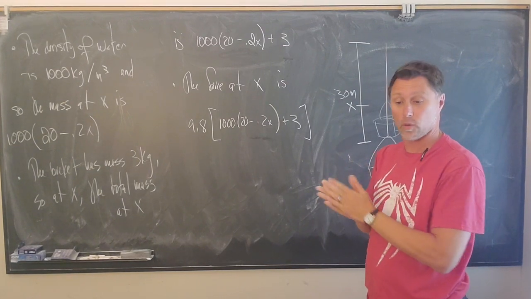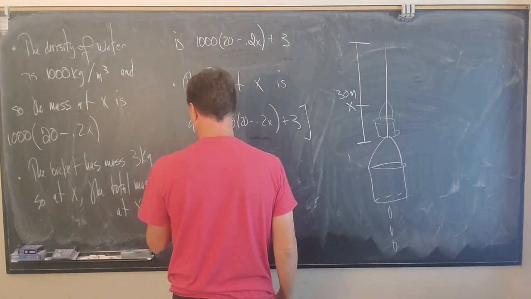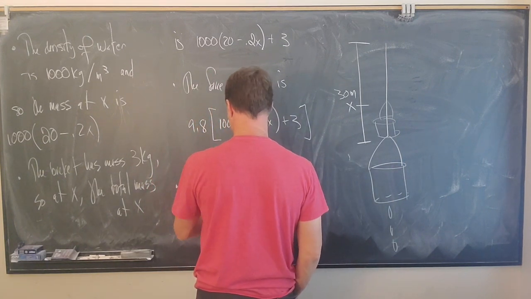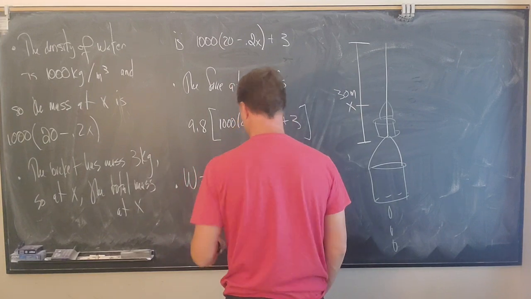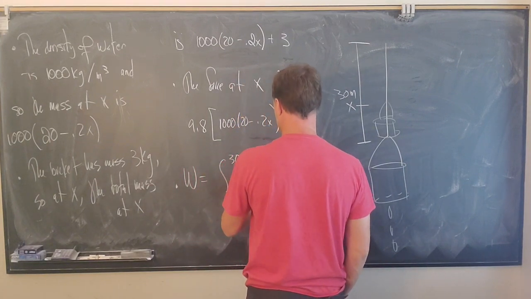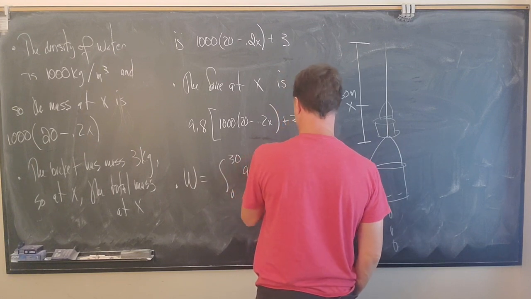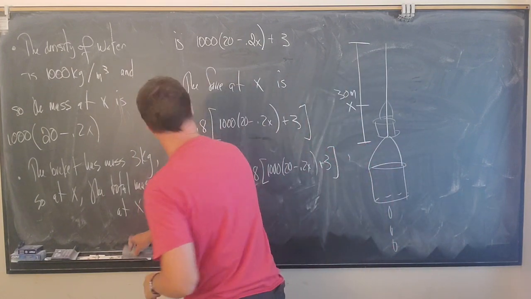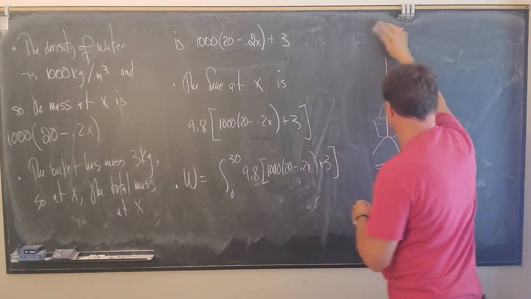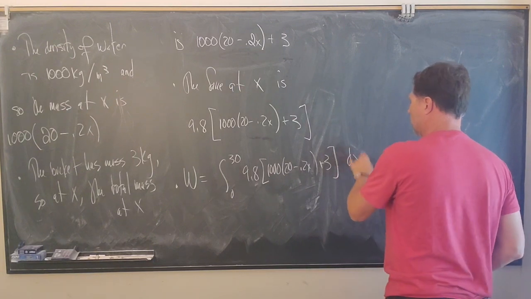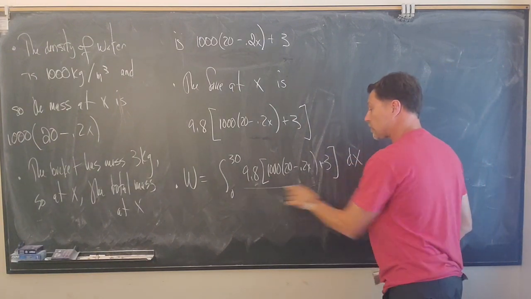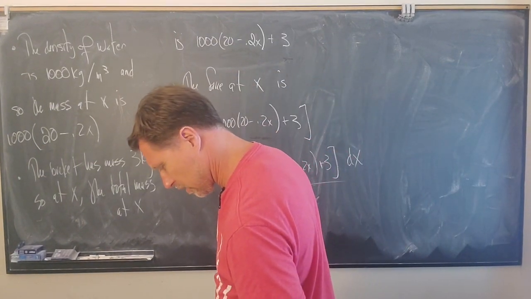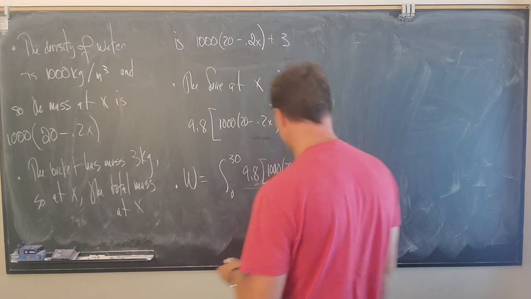And remember from last time, to find the work, you integrate force. So, final answer, or final setup, work is equal to integral from 0 to 30, 9.8 times 1,000 times 20 minus 0.2x plus 3 dx, right? Here's our force function. To find the work, integrate the force function. And I computed this one. It comes out to be a mess, kind of. Well, not a mess, just it's a huge number.